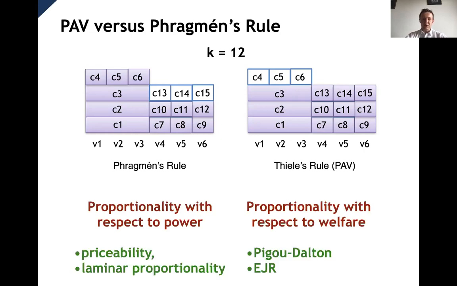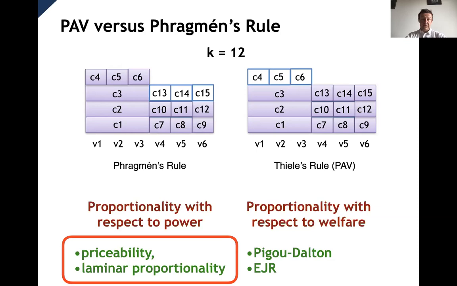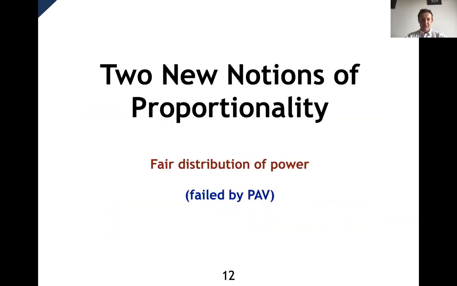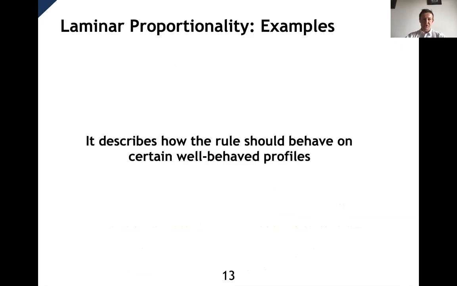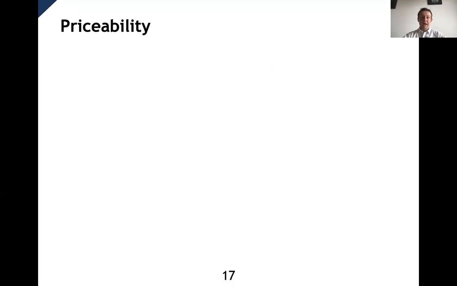So these two ideas are formalized by certain properties, and the properties that formalize the idea of proportionality with respect to welfare, as for PAV, have been extensively studied in the literature. In this paper, we define two new properties, priceability and laminar proportionality, which aim at capturing this other type of proportionality, which is satisfied by Phragmén's rule and which is failed by PAV. Our first property, laminar proportionality, describes how the rule should behave on certain well-behaved profiles. And the second property that we look at is called priceability.